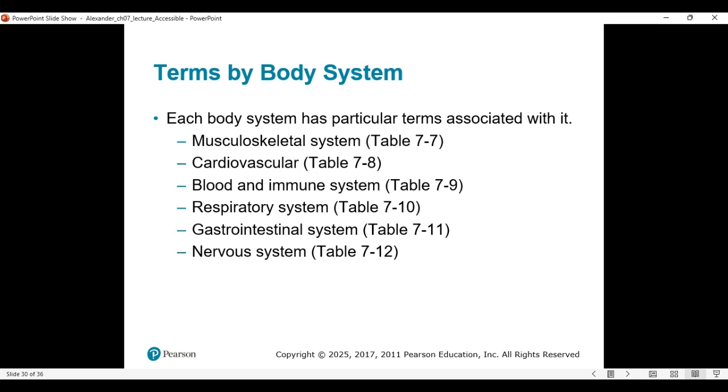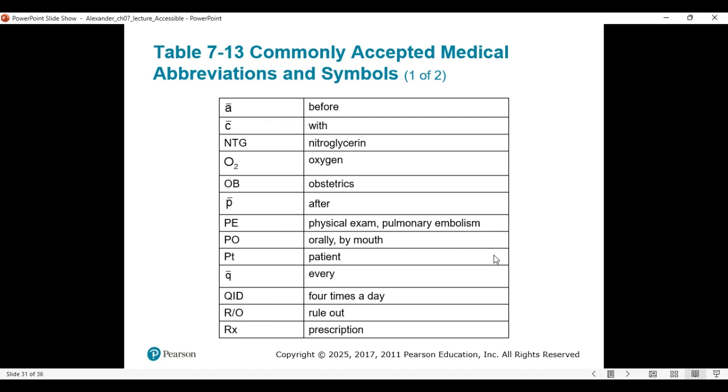And we're going to use these tables in your book for body systems that have particular terms associated with them: the musculoskeletal system, the cardiovascular, the lymph and immune system, respiratory, gastrointestinal, and the nervous system. All right. Common accepted abbreviations. These are nice to know.